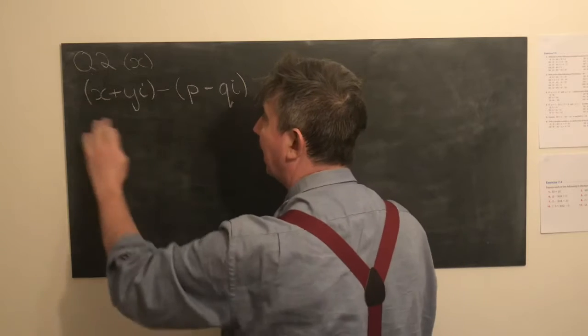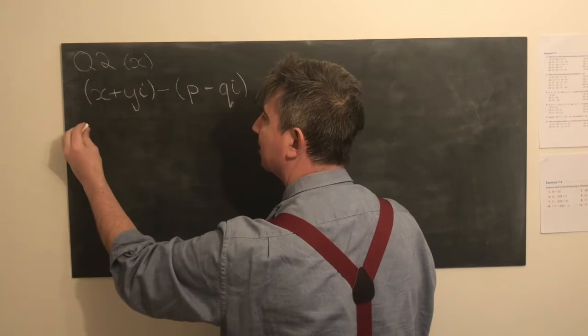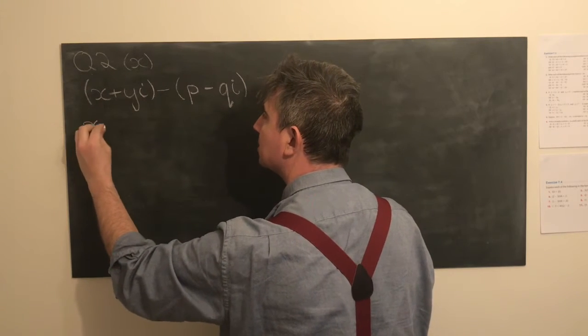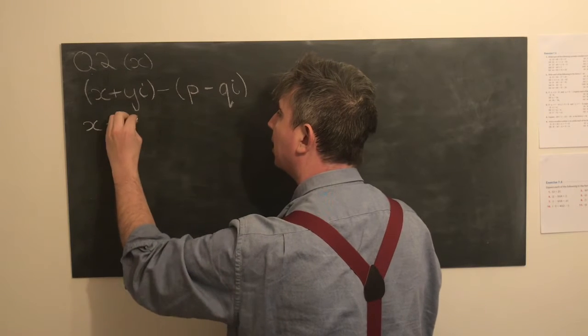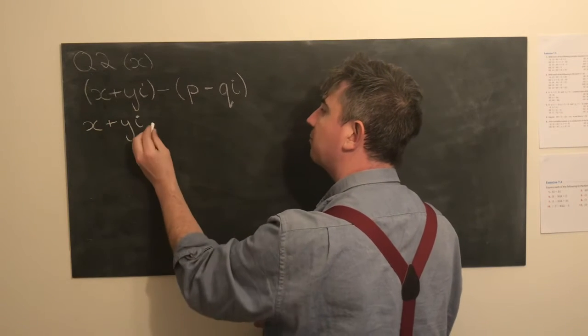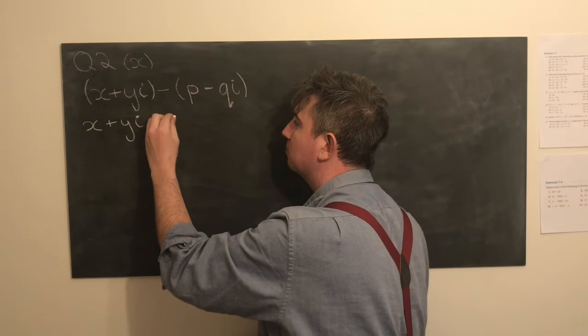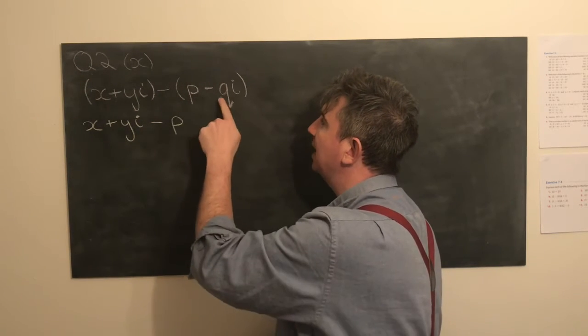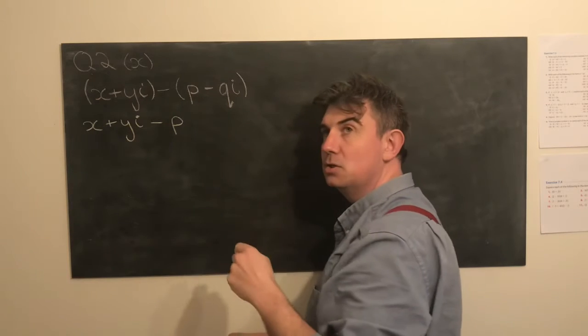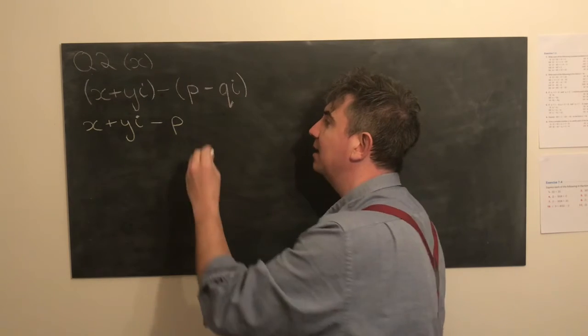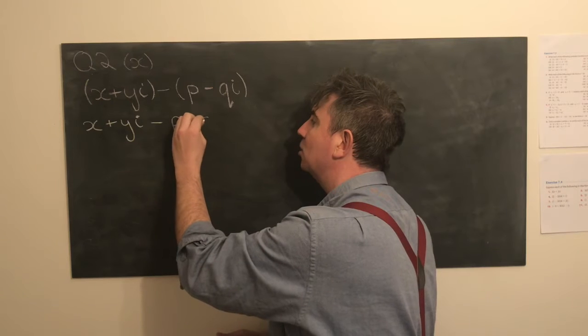There's nothing really happening to this thing here, so there's no need for that bracket really. So we can go x plus yi, and from that we're taking away p, and we're also taking away negative qi. So if we take away negative qi, that's the same thing as adding qi.